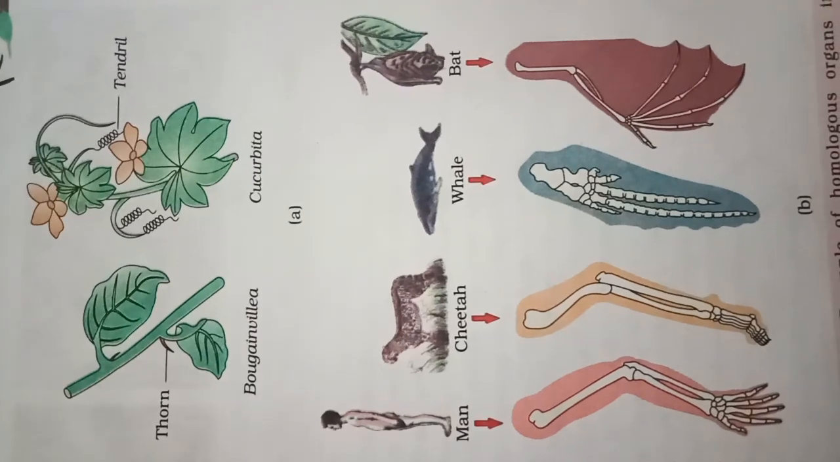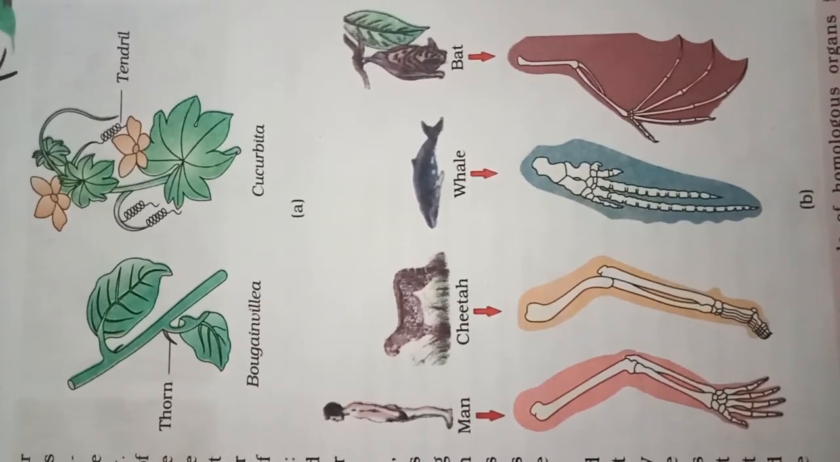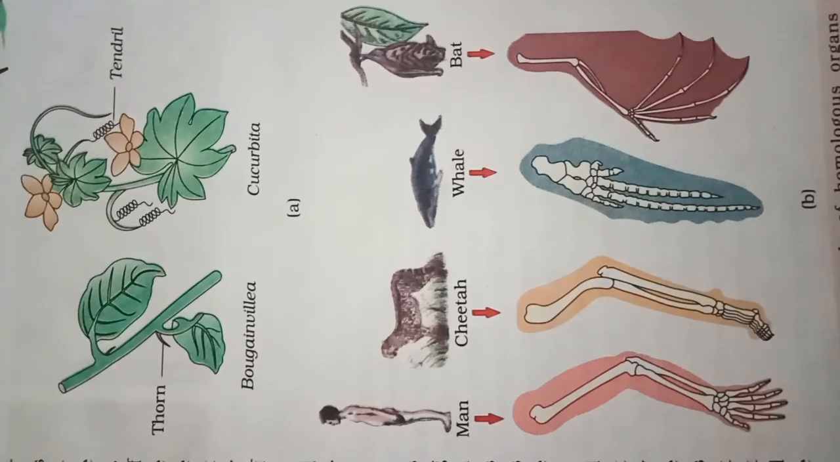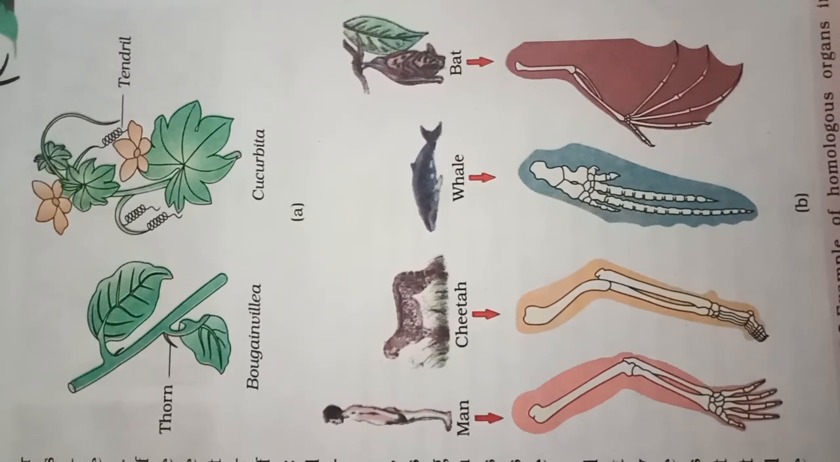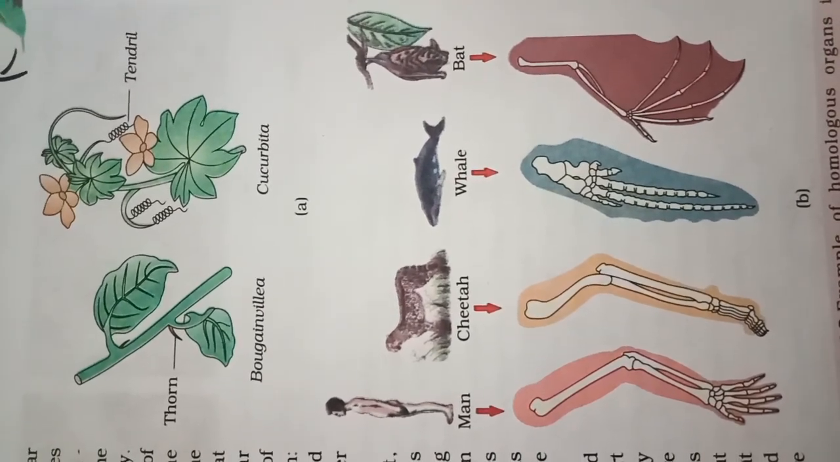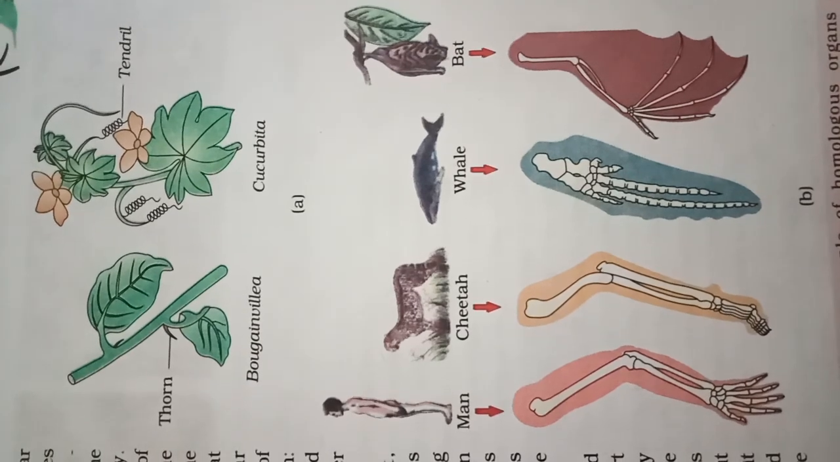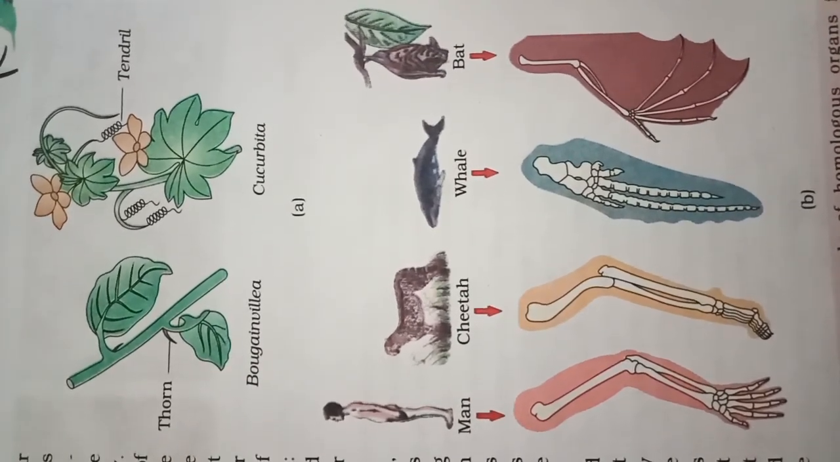Hello everyone. Students, yesterday we discussed the evidences for evolution. First, we discussed fossils. Today we will discuss homologous organs, analogous organs, and how natural selection provides evidence for evolution. So let's discuss homologous organs.